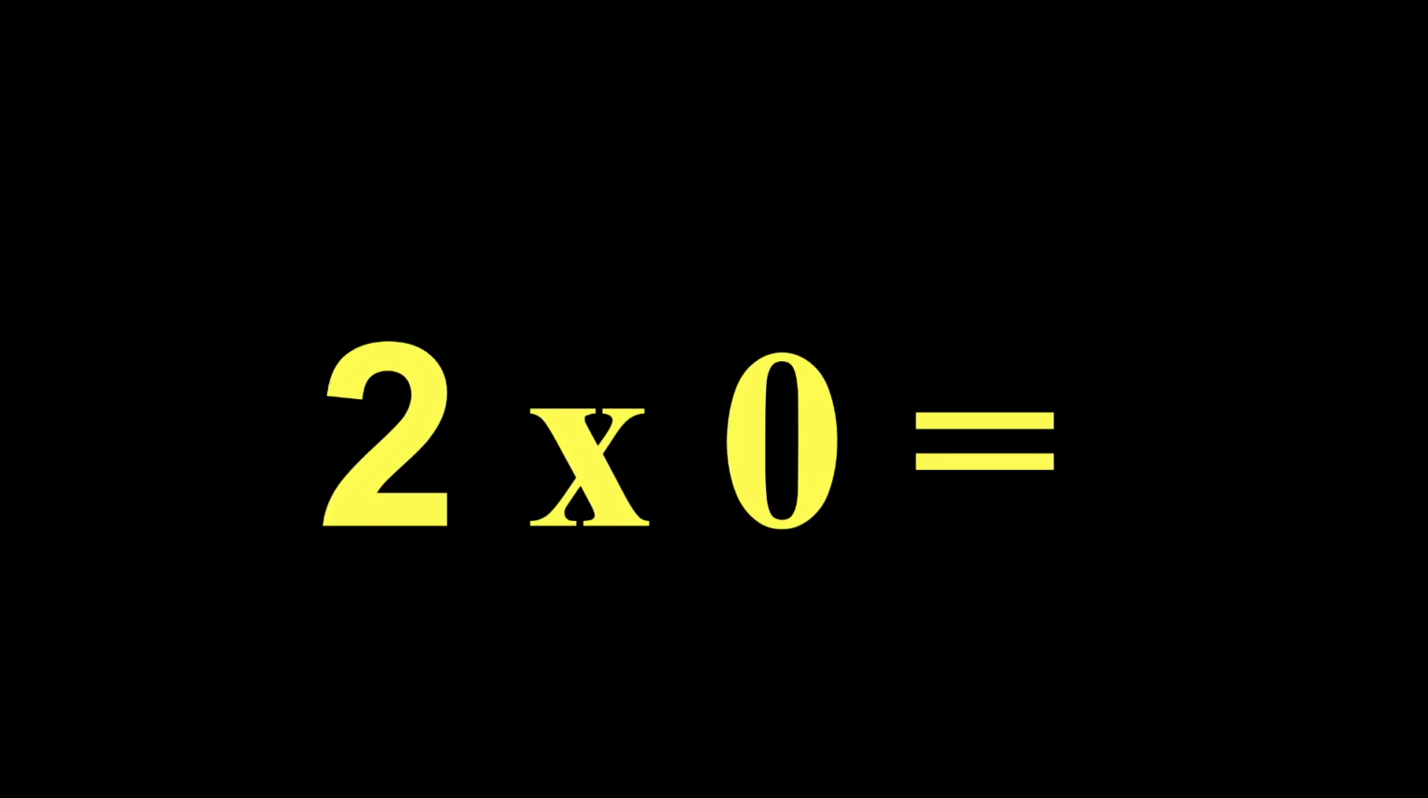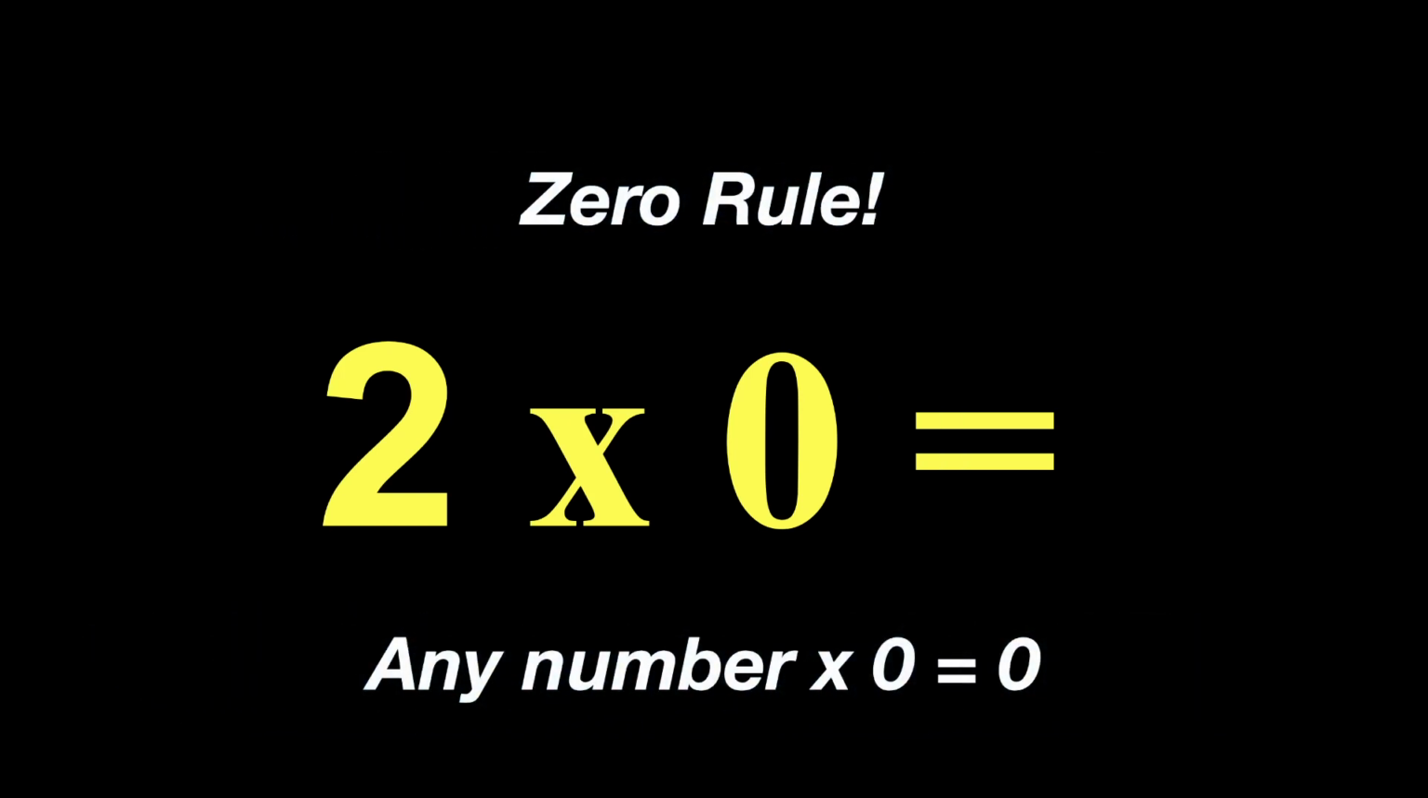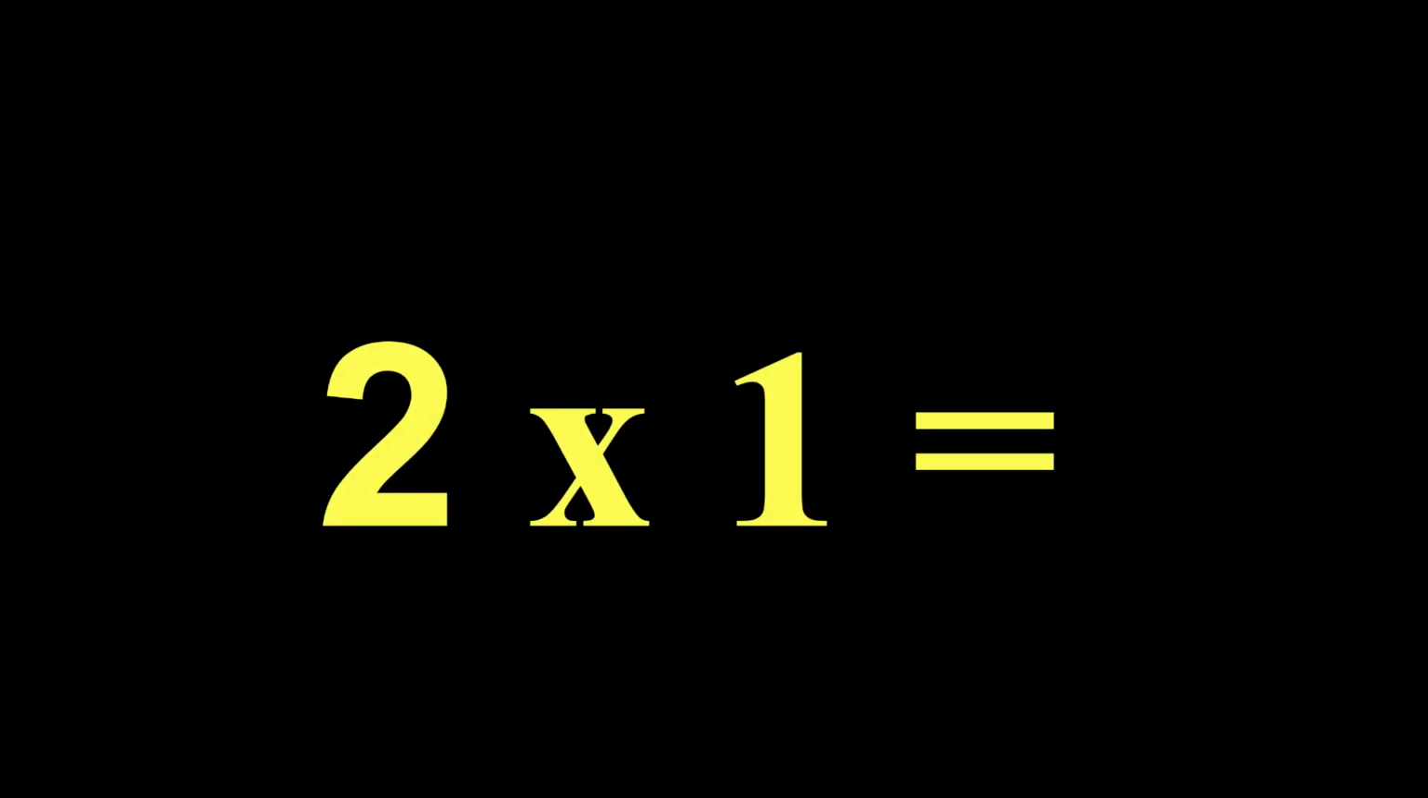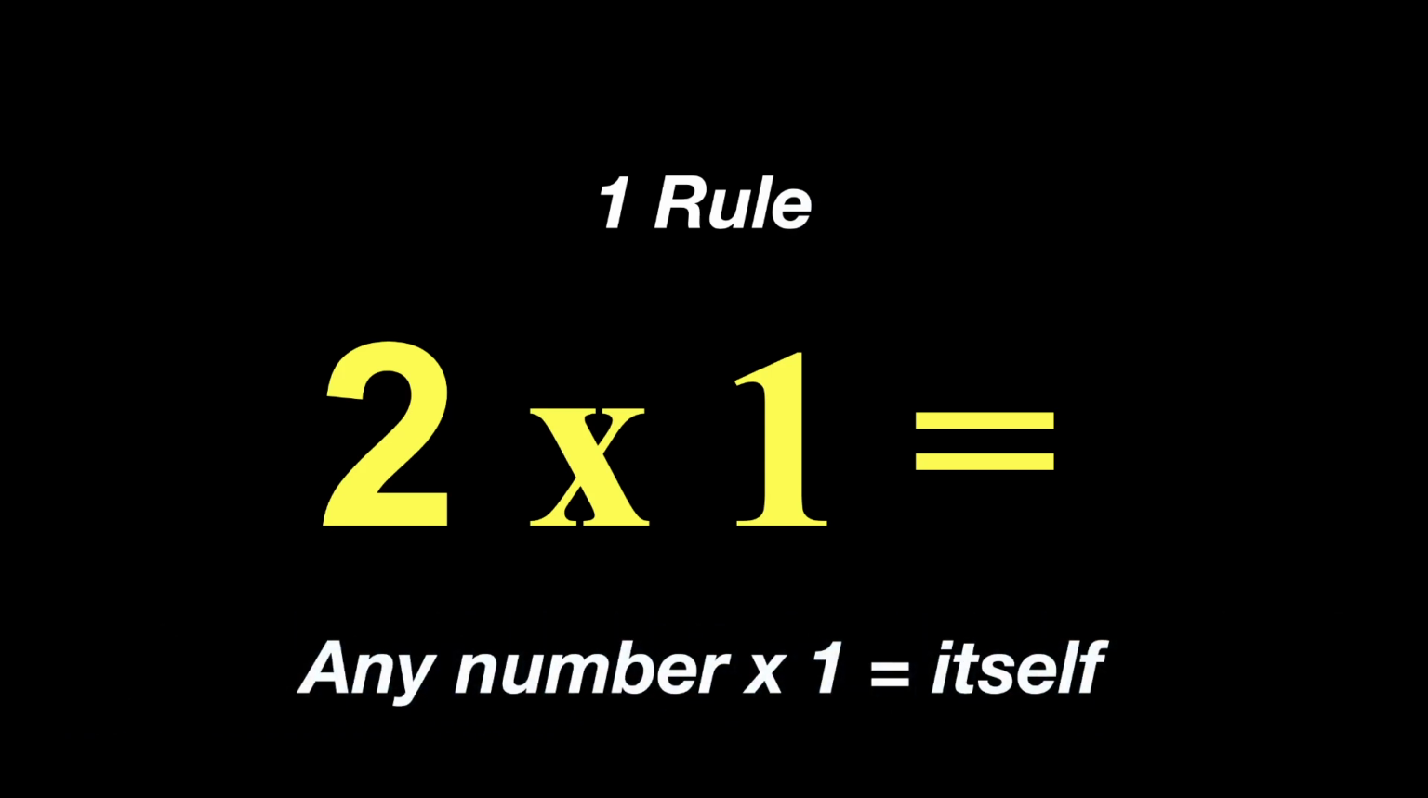Okay, let's practice. Faith and I are going to practice together. Okay, so 2 times 0. Well, that's easy. That's just going to be the 0 rule. And any number times 0 is always just going to be 0. So 2 times 0 is equal to 0. 2 times 1. Well, that's easy too because it's just a 1 rule. Any number times 1 is itself. So in this case, 2 times 1 equals 2.